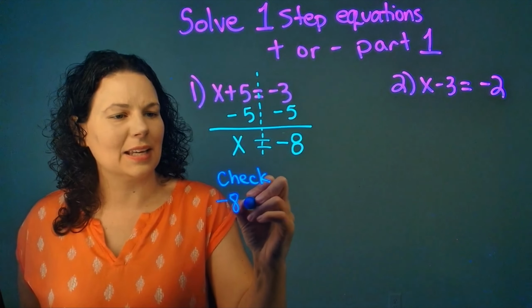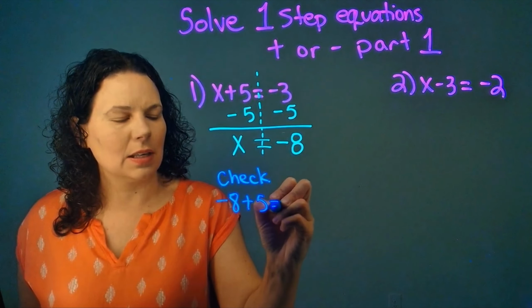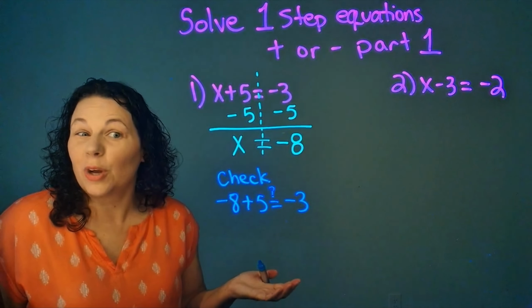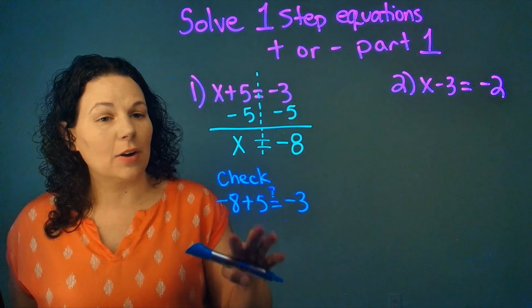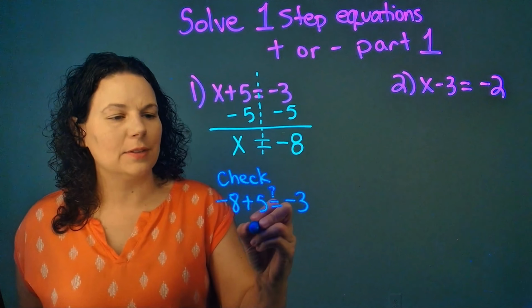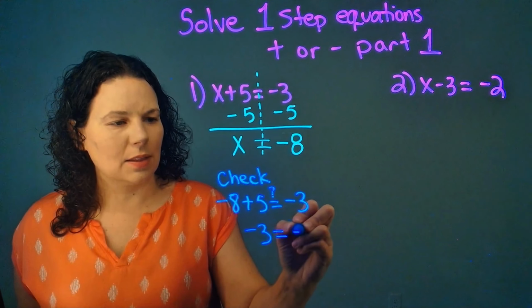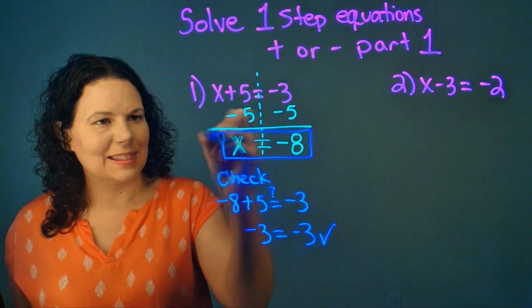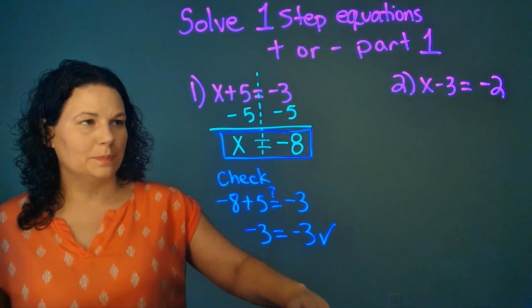We're going to say, does -8 plus 5 equal -3? And I'm going to put a question mark there because we don't know yet. We're going to work out all the math that we can. Simplify both sides. -8 plus 5 does give me -3. The other side is also -3, so check yes. That is my answer. Woohoo.